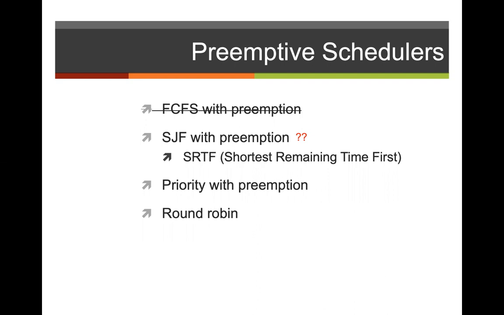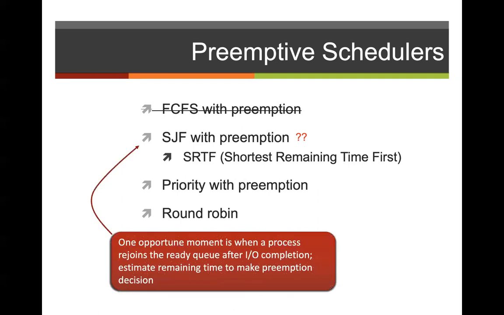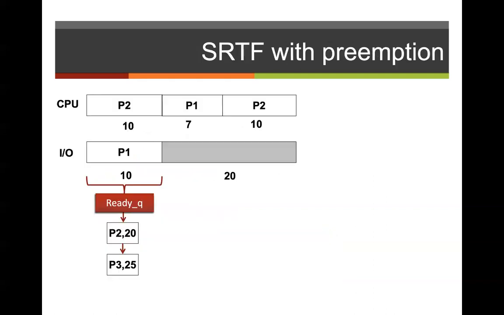And so let's take a look at shortest job first with preemption, or the shortest remaining time first algorithm. This is an important consideration, in that we want to consider if we have an opportune moment when a process rejoins the ready queue after IO completion. So we want to be sure that we have the ability to estimate the remaining time that is needed to make a preemptive decision.